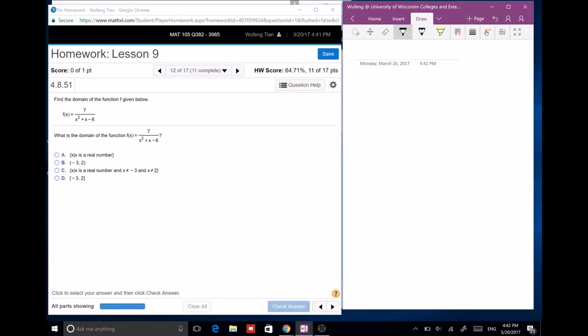Okay, find the domain of the function. So it's x squared plus x minus 6 not equal to 0. Factored, x minus 2 times x plus 3 not equal to 0, so x not equal to 2, x not equal to -3.